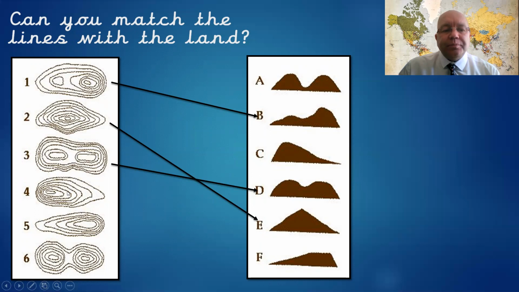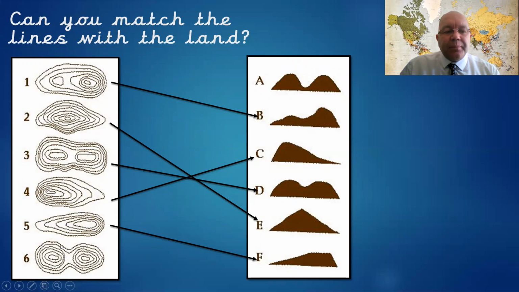Now, for 4, you can see the peak of this hill is on the left-hand side. So which of those shapes has the peak of its hill on the left? There you go. 4 matches up with C. 5, the peak is on the right, but it's quite a large, flat top. You see on 4, it's a small contour at the top, meaning it's quite a pointy peak. But this one's got a large, flat peak, and it's on the right-hand side. So 5 matches with F.